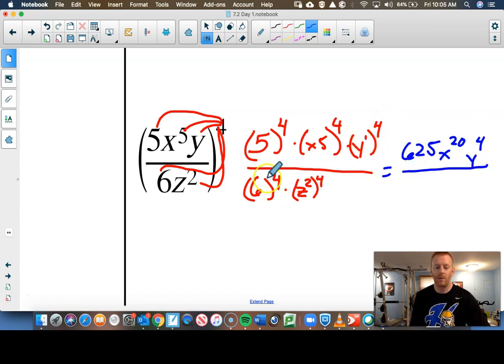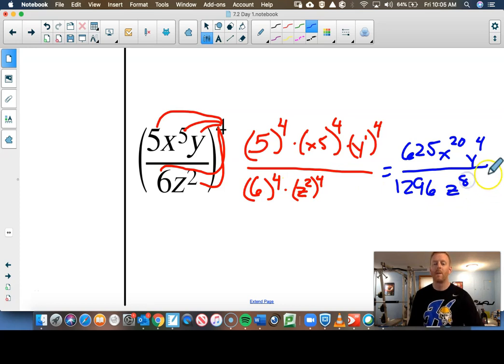All of that is going to be over 6 to the 4th. I don't know that one off the top of my head. And because I got the little kids running around, I'm going to do calculator math. That makes a 1,296. And then a z to the 2nd to the 4th, we multiply again, so we have a z to the 8th.